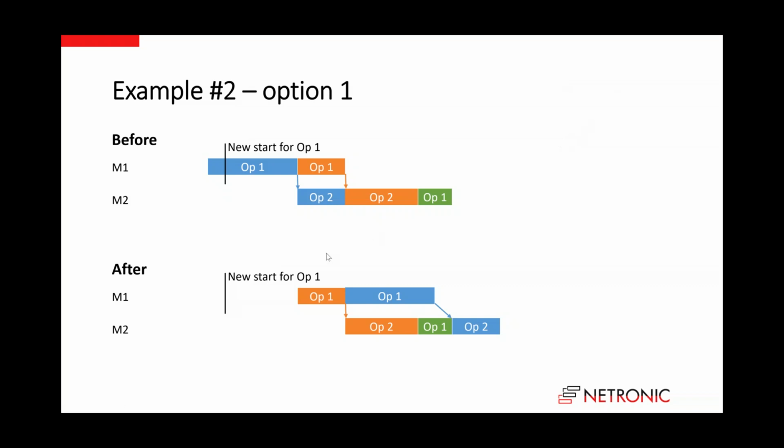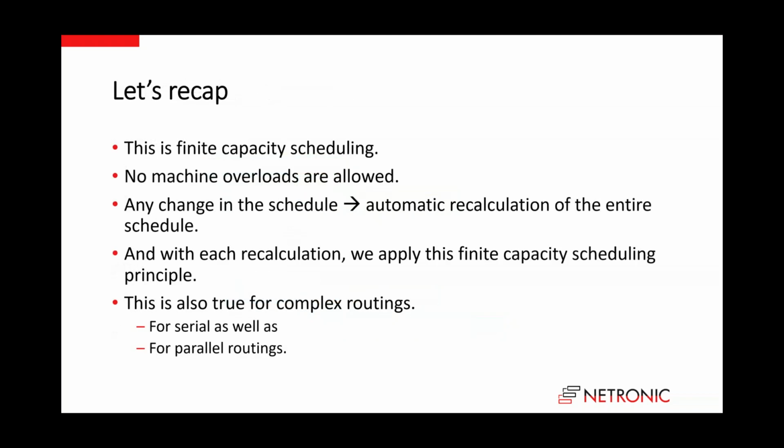So these are the two options that we had. This is the next one, and so let's quickly recap this. These are the principles of finite capacity scheduling. So we don't allow machine overloads. If you make a change in the schedule, we do an automatic recalculation of the entire schedule, applying the rules that I just showed you. And with each recalculation, we apply this finite capacity scheduling principle. And of course, this is true for any type of routing. So independent if you have a serial or a parallel routing, it works in both cases.